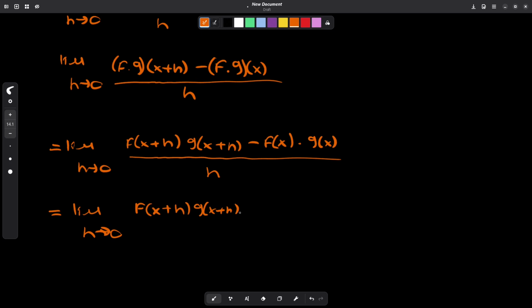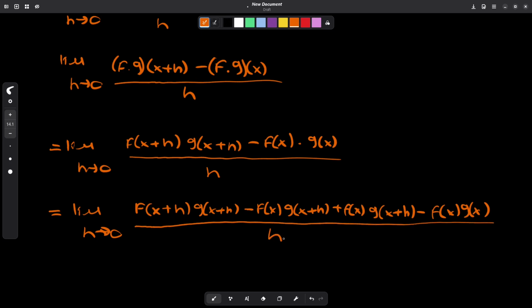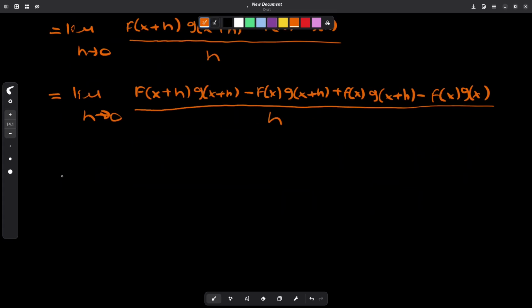I will write minus f(x) times g(x+h) plus f(x) times g(x+h) minus f(x) times g(x). What did I do? I added two terms, f(x) times g(x+h), with the reverse sign of it. So these will cancel each other, so we will get 0 from here. Basically, I did not change anything, but I added two terms that cancel each other out. This is over h. Why is this important for us? Why did we do it?